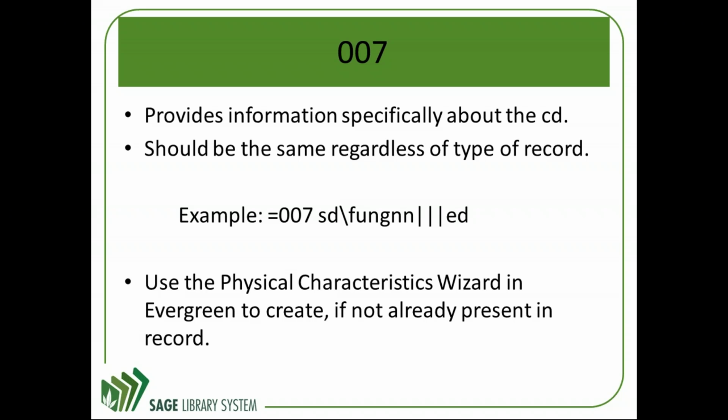So very quickly, and we talked about this last time as well, just a little reminder about the 007: it's providing information specifically about the CD, so that will be the same regardless of the type of record. It's also really just describing the physical characteristics of the CD, and so that's fairly straightforward. The creation of that, if one isn't already in the record, is fairly straightforward because we have the physical characteristics wizard in Evergreen to help with that. So I'm not going to go over that.